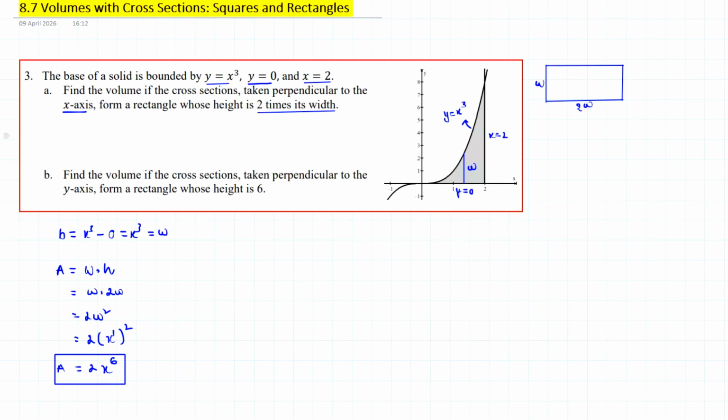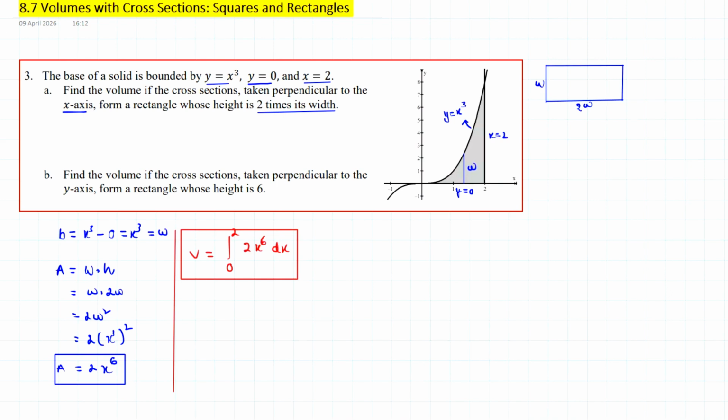Now we have to set up the volume integral. The volume V is found by accumulating the areas of the cross sections from x equals 0 to x equals 2. So we integrate the cross sectional area A of x dx from 0 to 2, that is the integral of 2x to the power 6 dx. This is the volume integral.